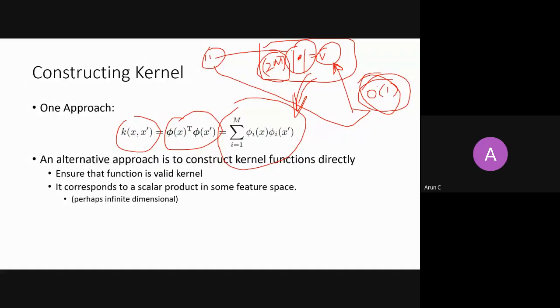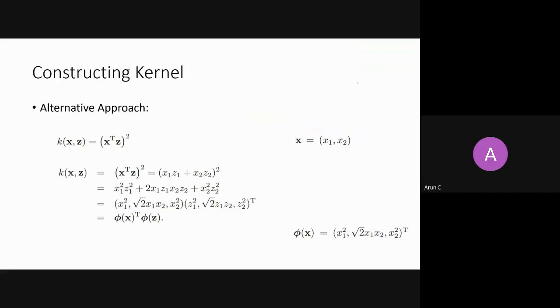Let's take one example of it, right? For an example, I have this vector x and vector z. This is a two-dimensional vector x1, x2, right? And there is another two-dimensional vector z1 and z2, right?